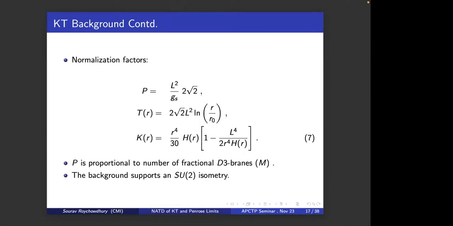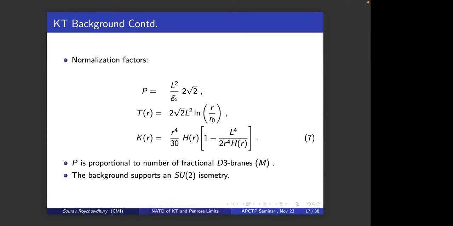Now one can consider the type IIB supergravity equations of motion and work out the corresponding normalization factors, and these are the normalization factors for our case. It turns out that P, which is the number of fractional D3 branes, is the number of wrapped D5 branes in the original configuration.